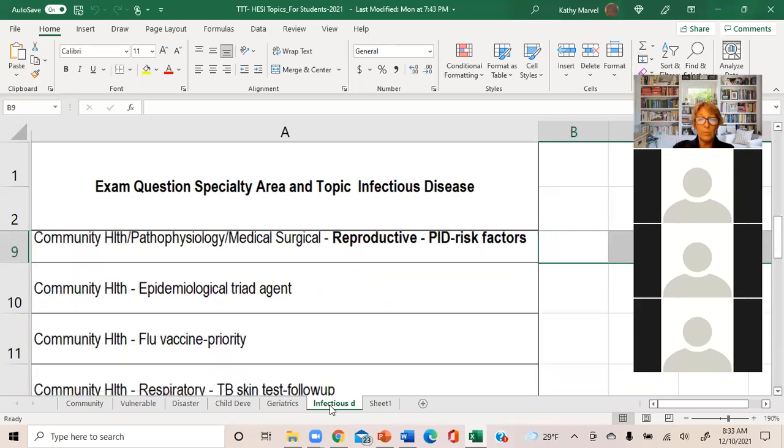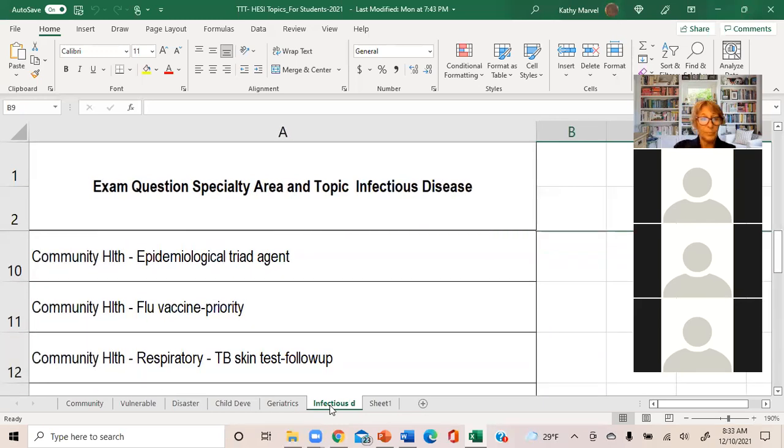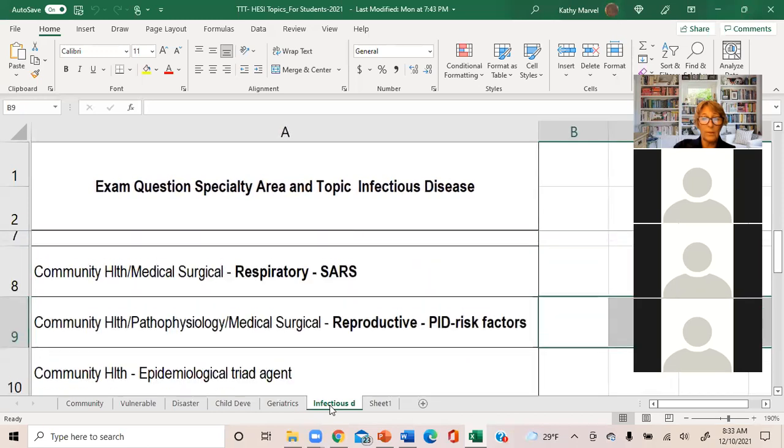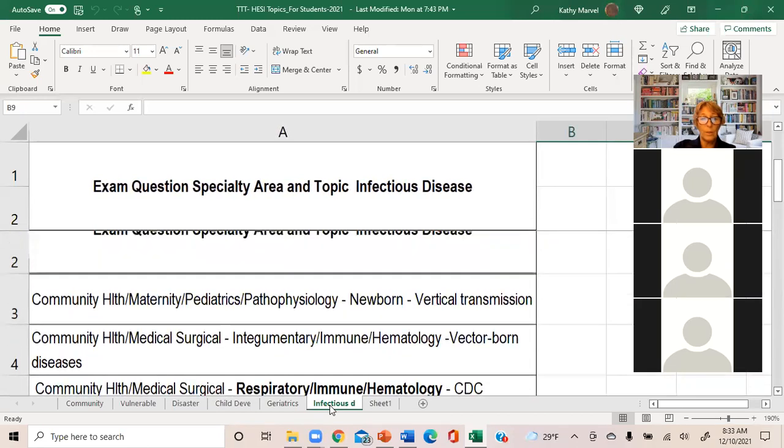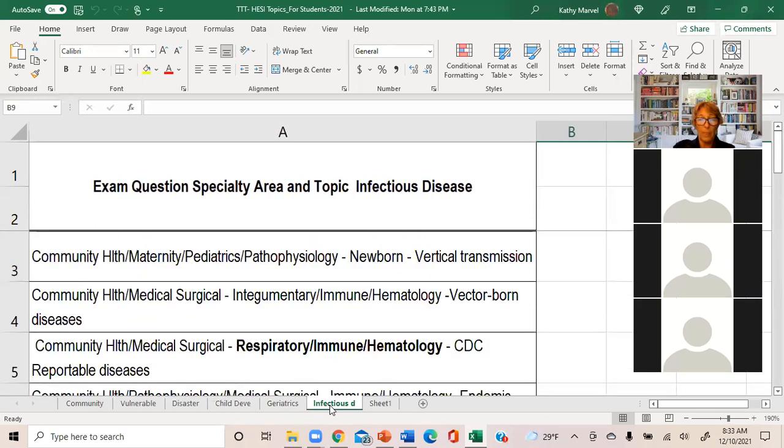Okay, and then the last section was infectious diseases. So here's a few topics that came up. Newborn, vertical transmission. What are we talking about there? Spreading something from mother to baby. Which is called what?